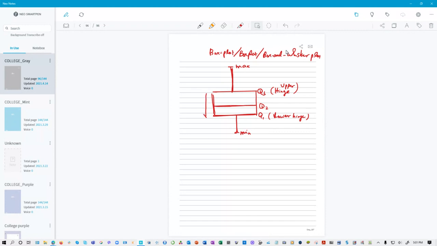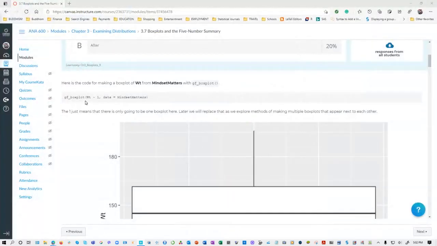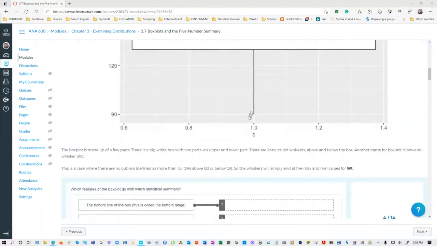See, this gap, this height is called the IQR, the interquartile range. Okay. How do you get this one? By gf_boxplot. You're going to put the tilde and then put the weight in front, because my weight is going to go to the y-axis, and I'm going to keep only one of them, keep my line at one.